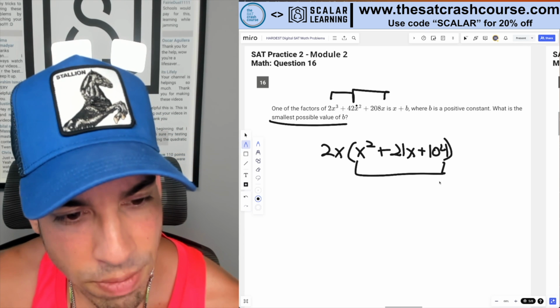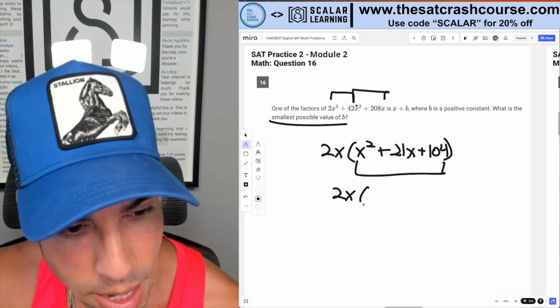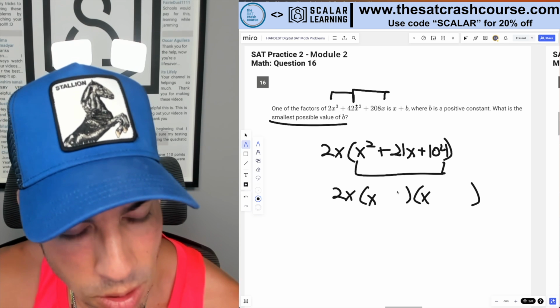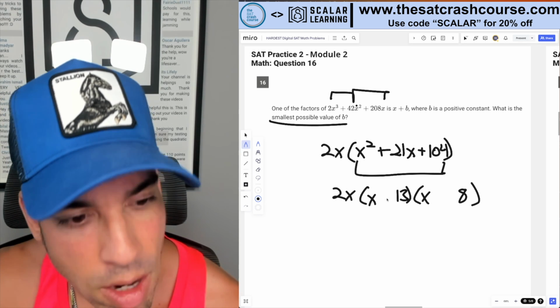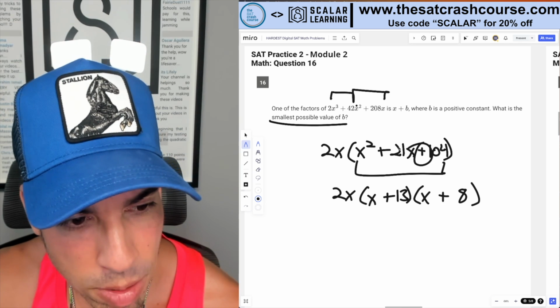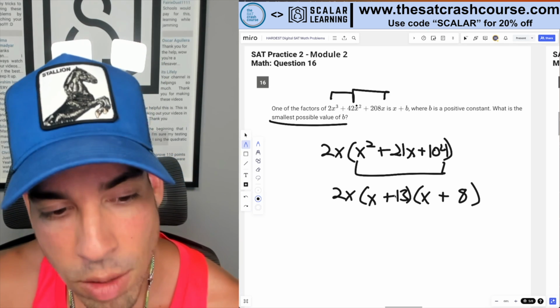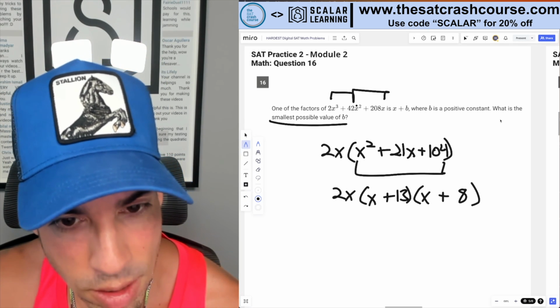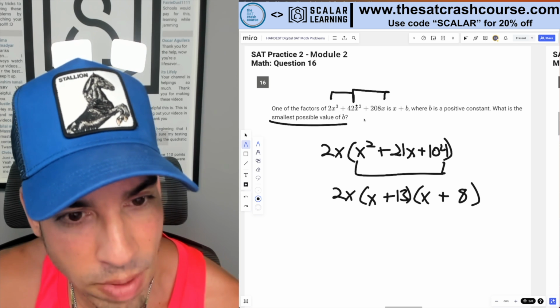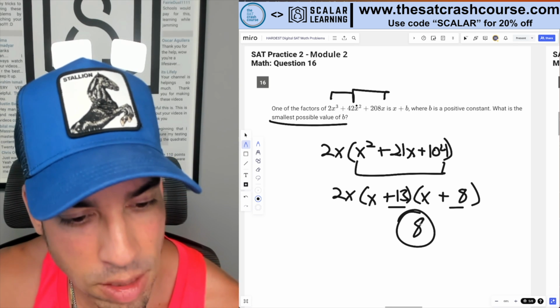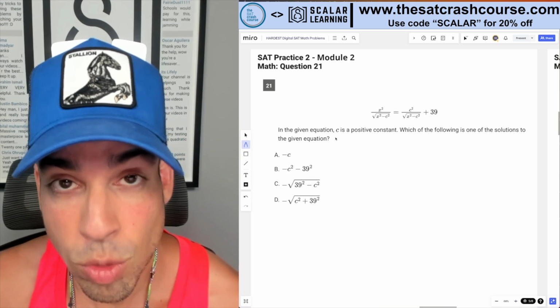Now I want to see if I can factor this quadratic, and I can, right? What two numbers multiply to 104 and add to 21? That's going to be 13 and 8. Both positive, because we got plus here as well. Okay, and that's how you factor it. So now that we've got it nicely factored, the smallest possible value of b between 13 and 8 will be 8. That's the answer. Done.